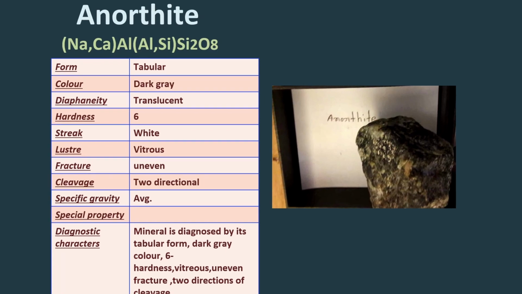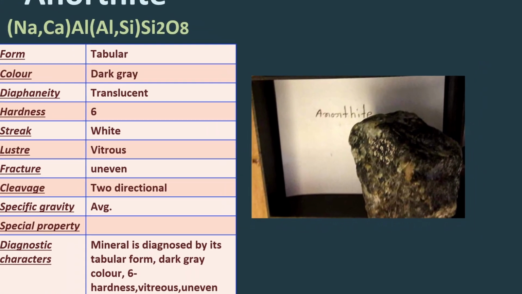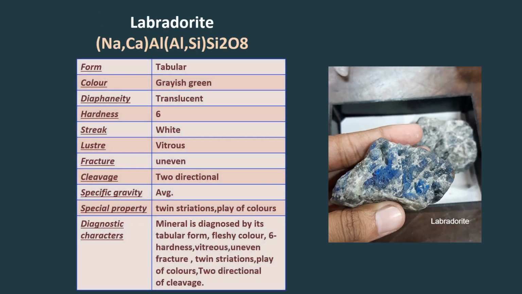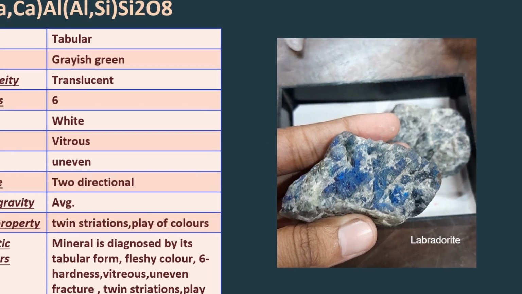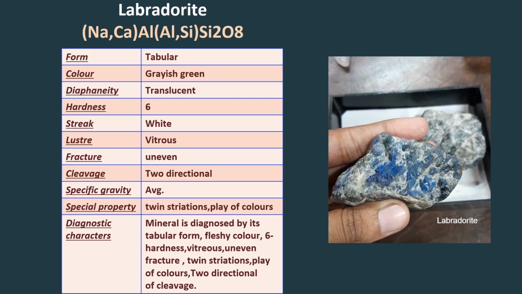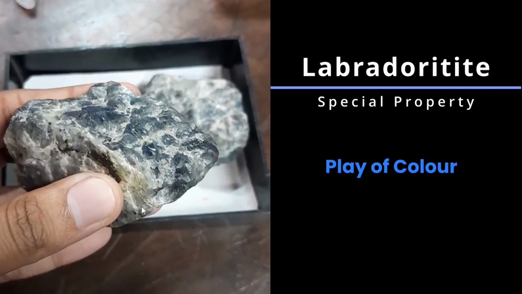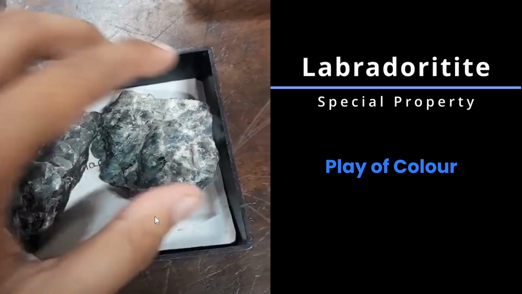You can identify it by its tabular form, dark gray color, 6 hardness, vitreous luster, uneven fracture and 2 directional of cleavage. Next, Labradorite. Labradorite mineral can be diagnosed by its tabular form, fleshy color, 6 hardness, vitreous luster, uneven fracture, twinning, play of color, 2 directional of cleavage. Here you can see the special property of labradorite, which is play of colors.